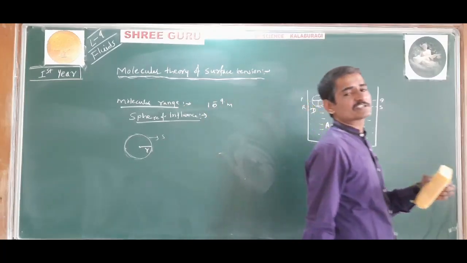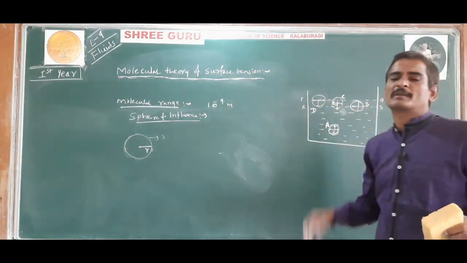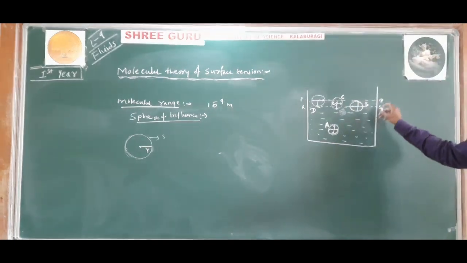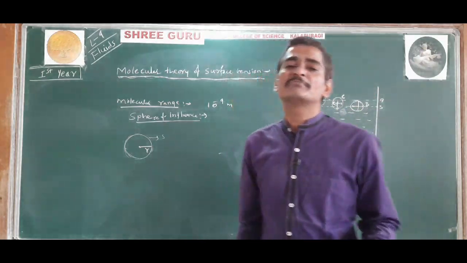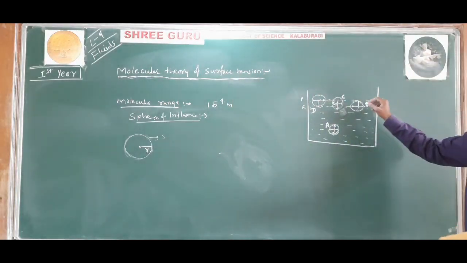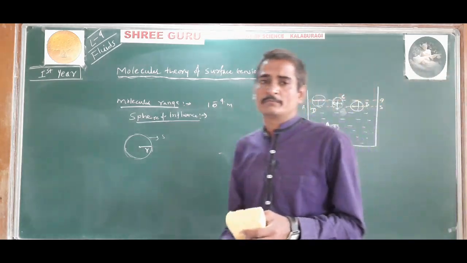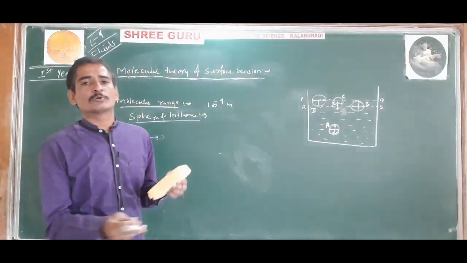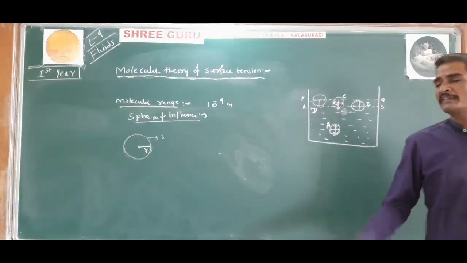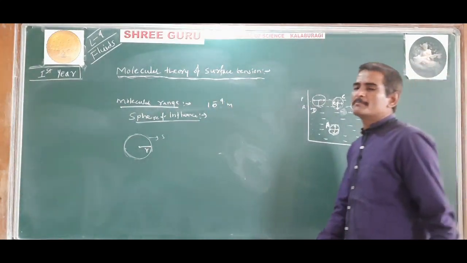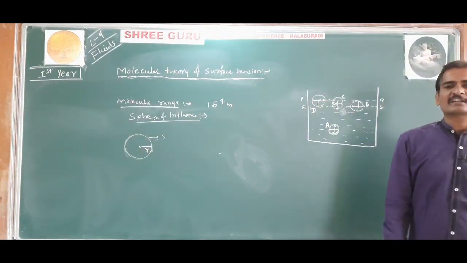For the system to be in equilibrium, the potential energy must be minimum. Hence, the surface will have minimum number of molecules. Hence, the surface will try to occupy minimum surface area. The surface of the liquid tries to occupy minimum surface area and behaves like a stretched elastic membrane.